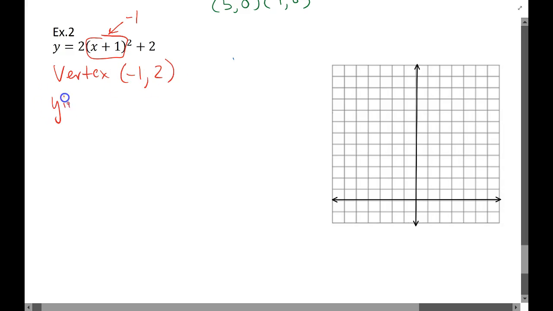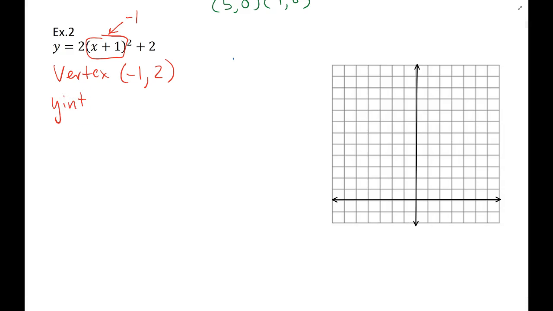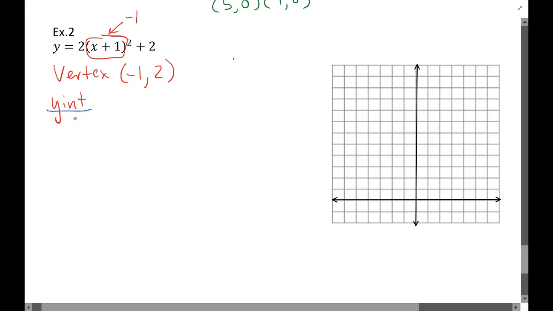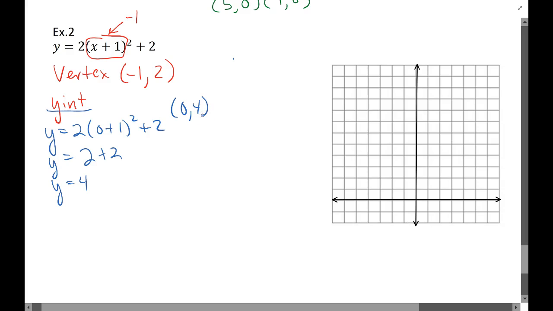All right, our y-intercept. Your y-intercept again is going to be when x equals 0. So we'll plug a 0 in for x. So y equals 2 times 0 plus 1 squared plus 2. 0 plus 1 is 1, and squared is 1. Times your 2 gives us 2 plus 2. So y equals 4, giving us a y-intercept of 0, 4.